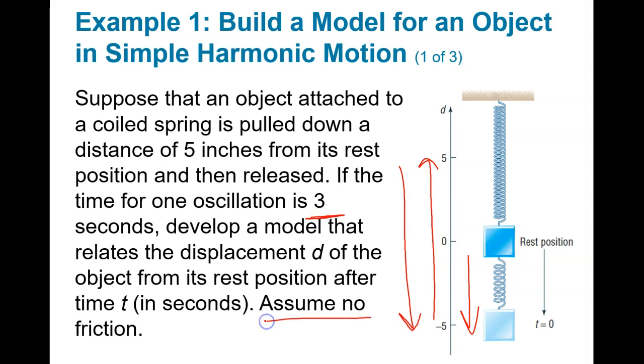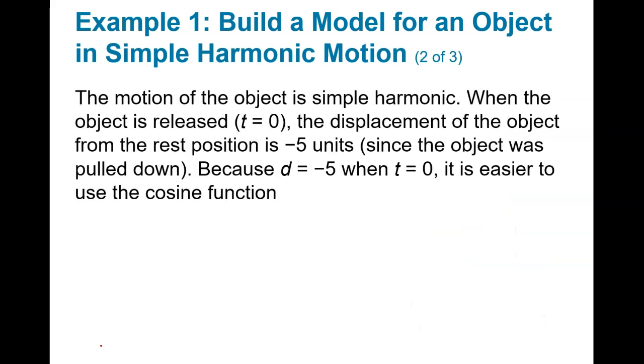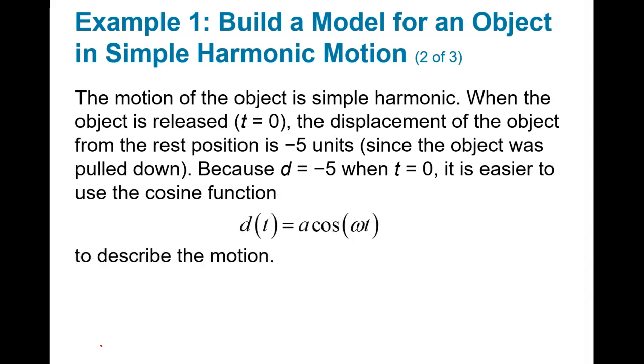Okay, again, assuming no friction. So we're going to always hit the 5s and the negative 5s. Well, because we're starting at our minimum, our negative 5, rather than the midline, we're going to use cosine to describe this motion. Anytime that we're started off of the midline, if we're started off of max and min, which is more realistic, we're going to pull the spring and let go, or compress the spring and let go. It makes more sense to use a cosine function for a lot of these.